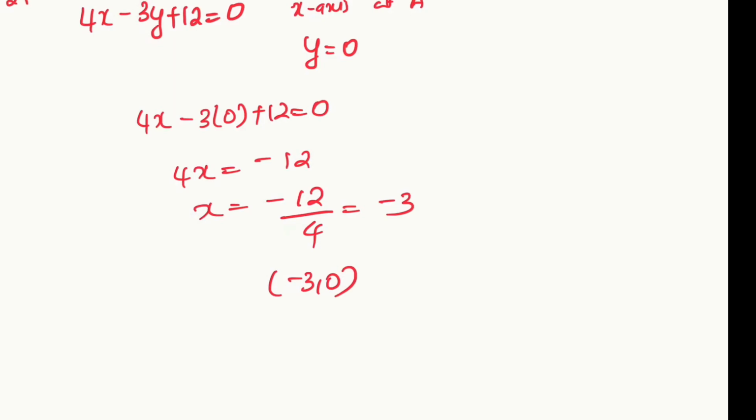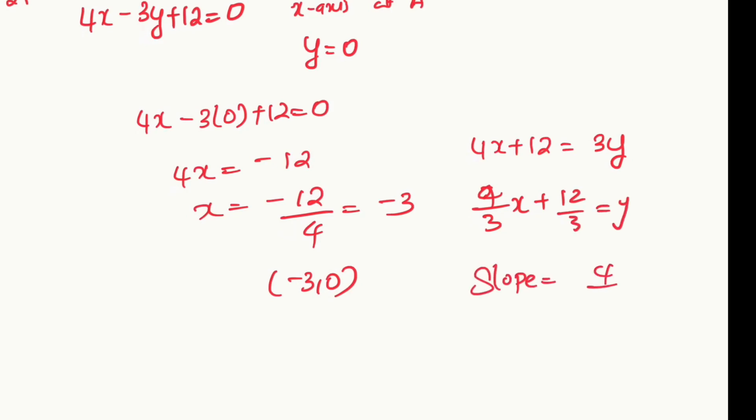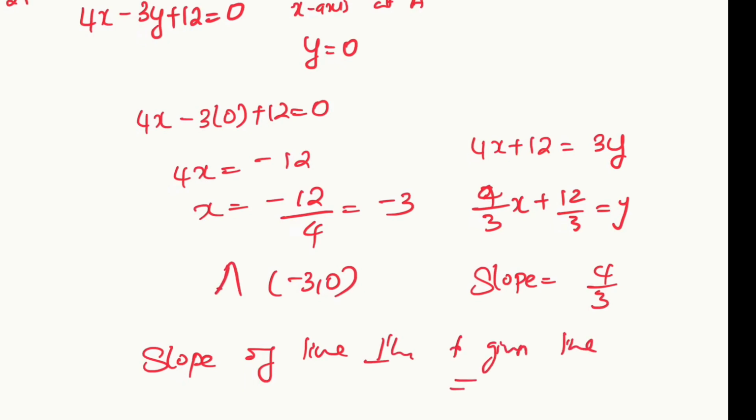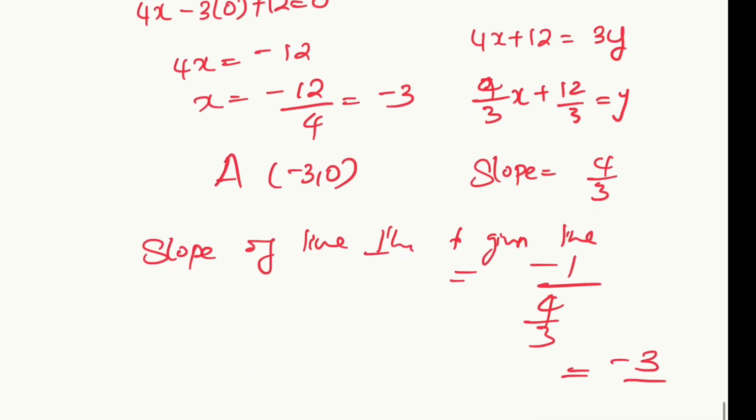Similarly, determine the equation of the line through A and perpendicular to 4x minus 3y plus 12 equal to 0. First we will find the slope of this. This will be 4x plus 12 is equal to 3y, right? So 4 by 3 x plus 12 by 3 equal to y. So slope will be equal to 4 by 3 here. So the slope of the line perpendicular to the given line will be minus 1 by 4 by 3, that is equal to minus 3 by 4.